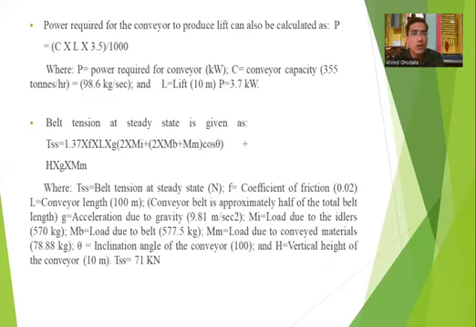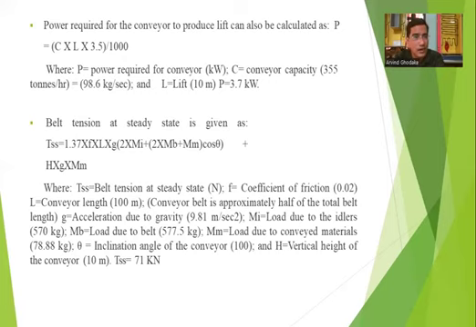Then the power required for the conveyor to produce the lift can also be calculated as P is equal to C into L into 3.5 divided by 1000. So P is the power required for the conveyor in kilowatt. C is the conveyor capacity, that will be 355 tons per hour, which is equal to 98.6 kg per second. And L is the lift, that is 10 meters, and P is equal to 3.7 kilowatt.